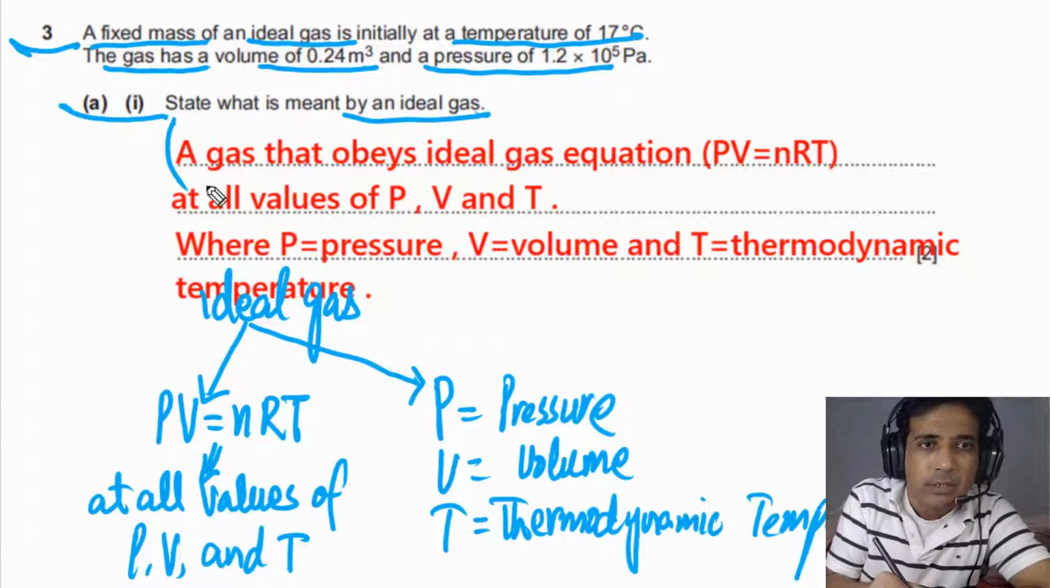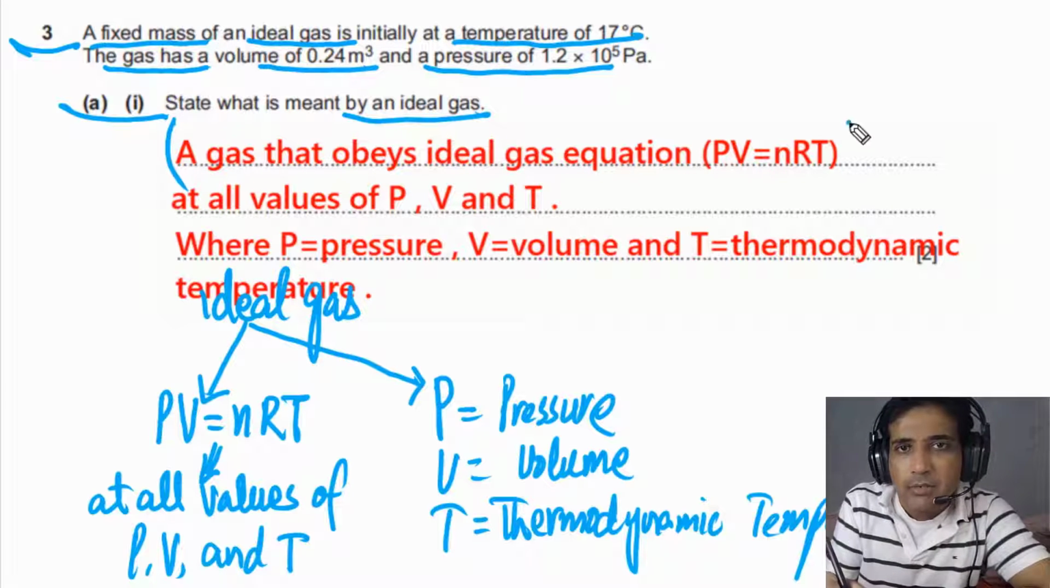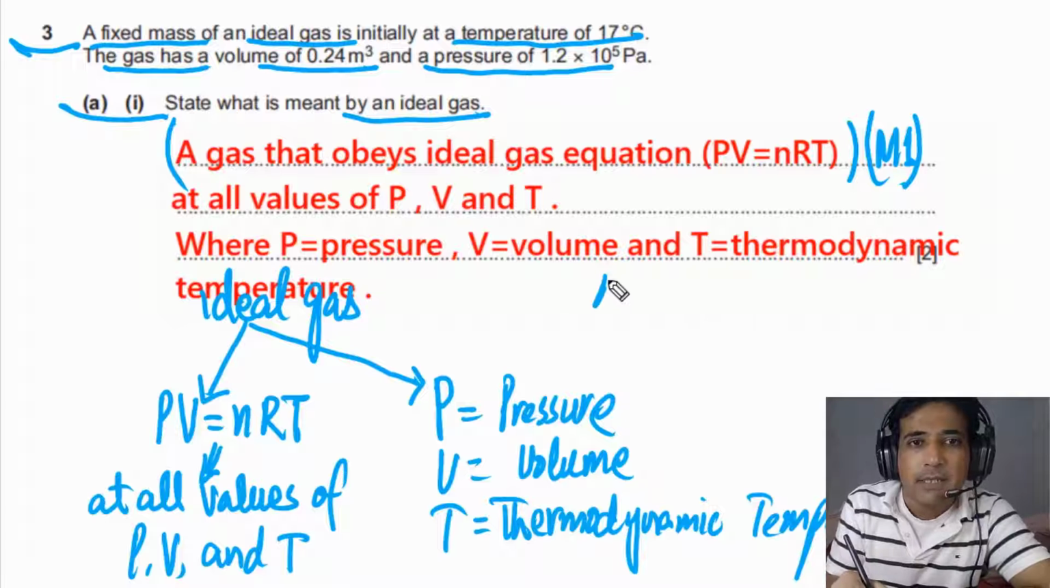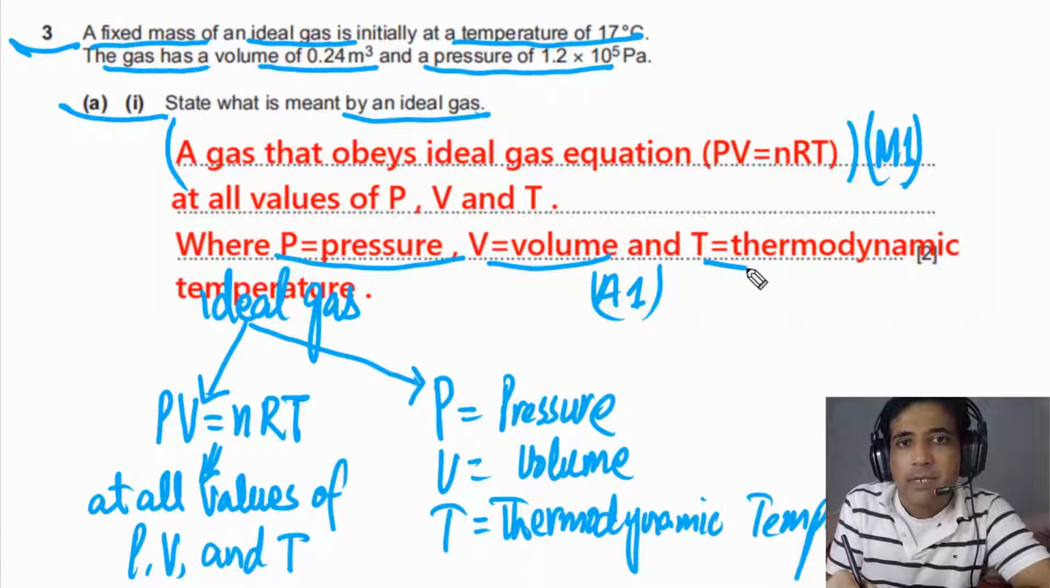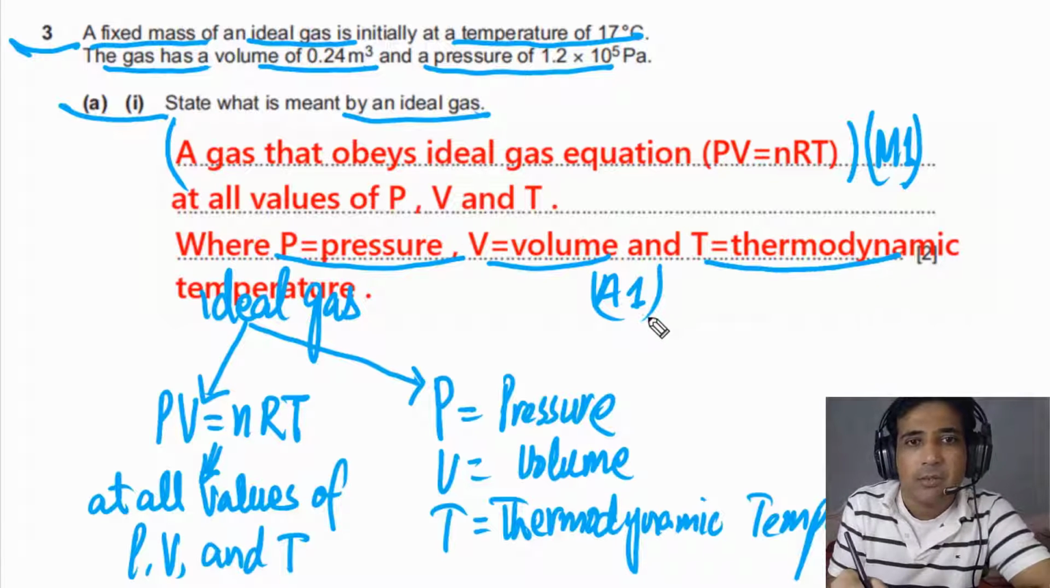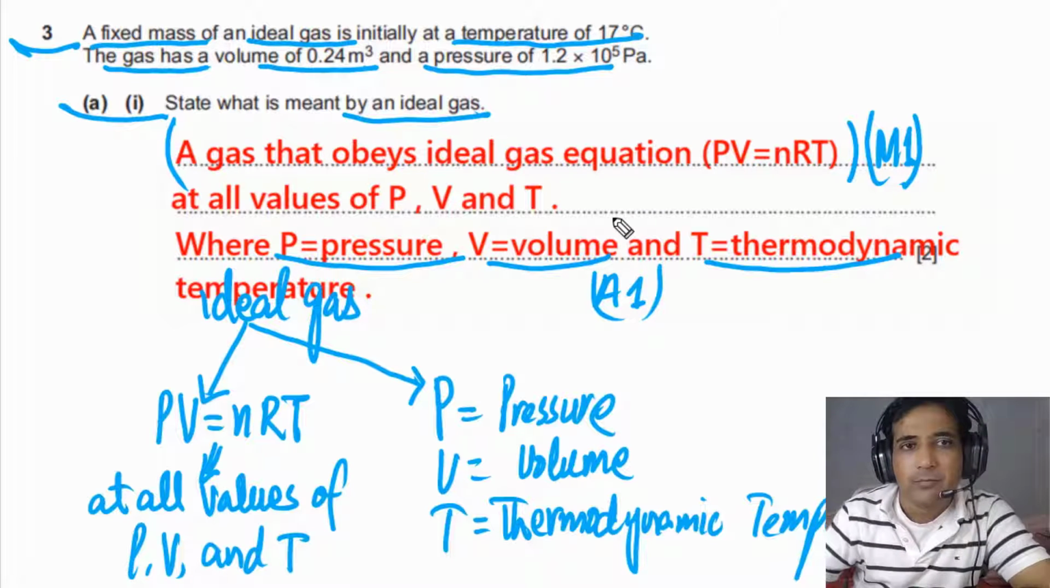If you have mentioned a gas that obeys ideal gas equation, you will get 1 mark, and this is M mark, meaning it has to be in your answer. And the second mark is A mark if you have written P is equal to pressure, V is equal to volume, and T is equal to thermodynamic temperature. You will get the second mark. So this is how marks will be awarded for this question.